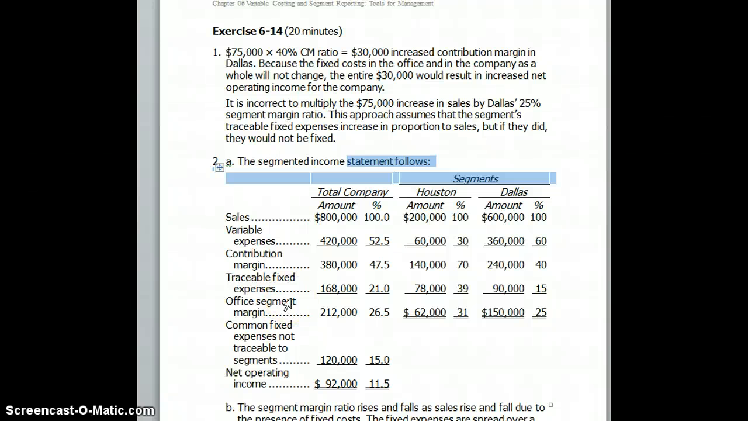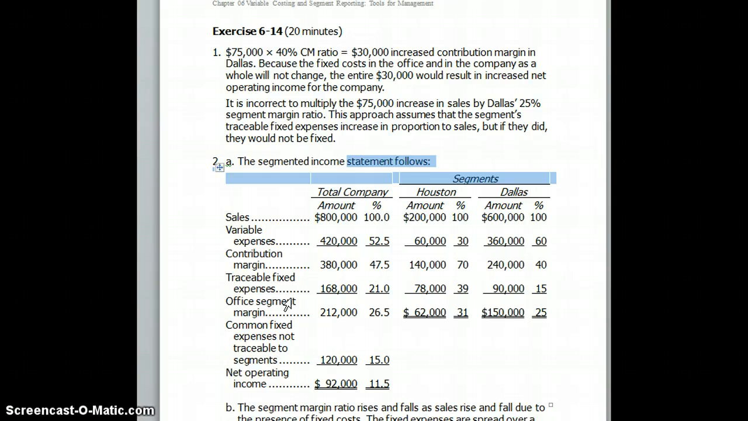We will now begin discussing the solution to exercise 6-14, working with a segmented income statement on page 260. This problem involves a company, Marple Associates, which is a consulting firm that specializes in information systems for construction and landscaping companies.